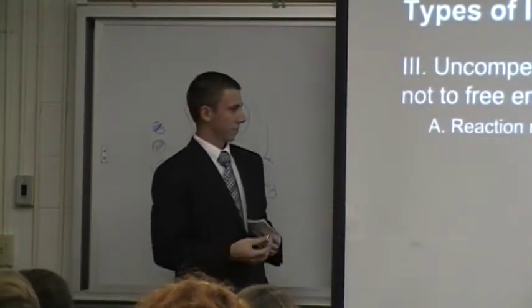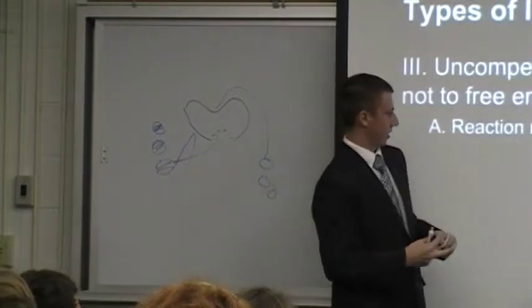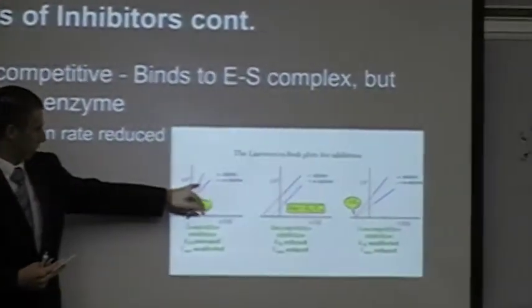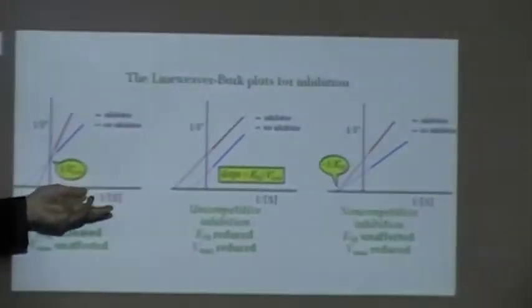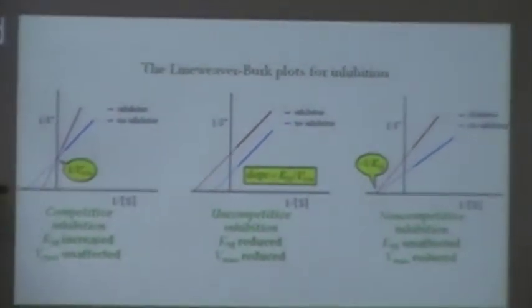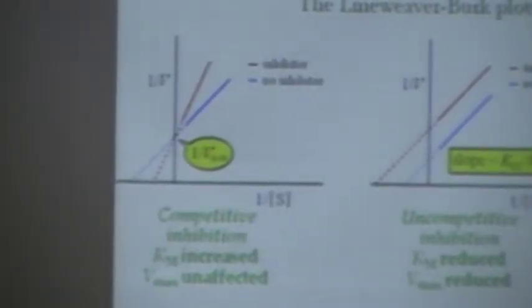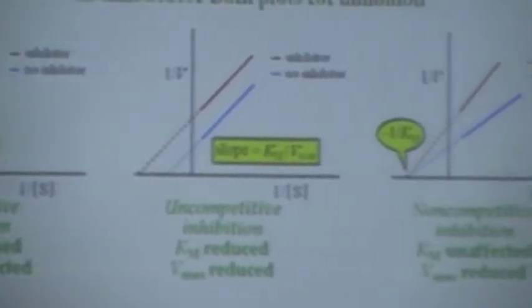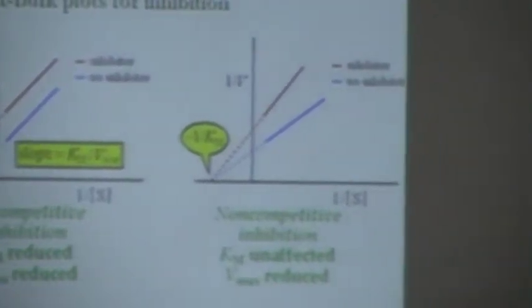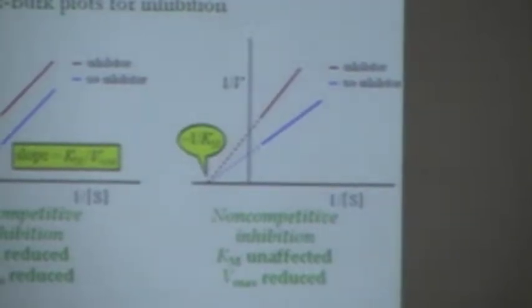There's a graph here, I believe the blue is the uninhibited one. It shows that 1 over S is the substrate concentration, 1 over V is the rate at which the substrate is turned over. And as you can see, when we inhibit it, the rate is lowered.